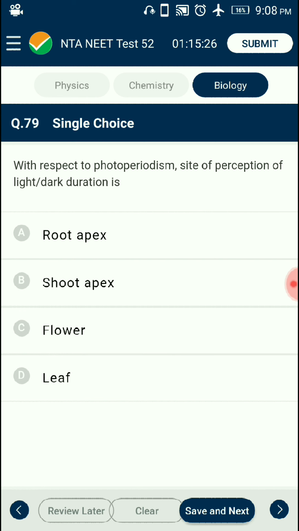The photoperiodic stimulus is received by the leaves, as a result of which the flowering hormone is produced in them, which is then transported to the apical tip causing the initiation of floral primordia. So the answer is option D, leaf.